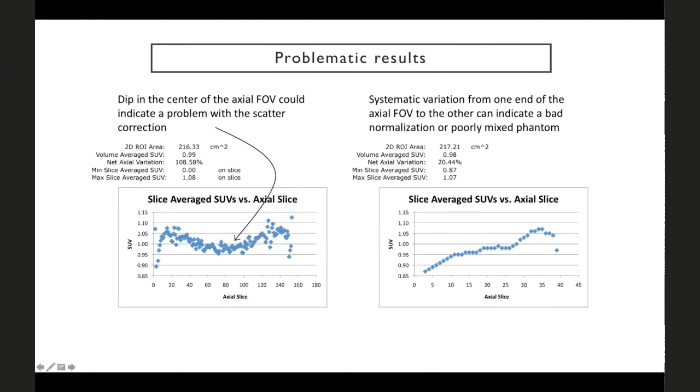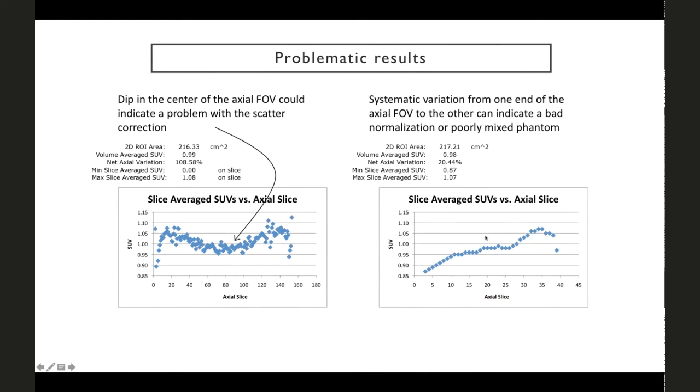We have ones where we have a big dip in the center, which could indicate that their scatter correction isn't very good, even though the average SUV is in the right range, 0.99, practically exactly 1.00. We have this axial variation.